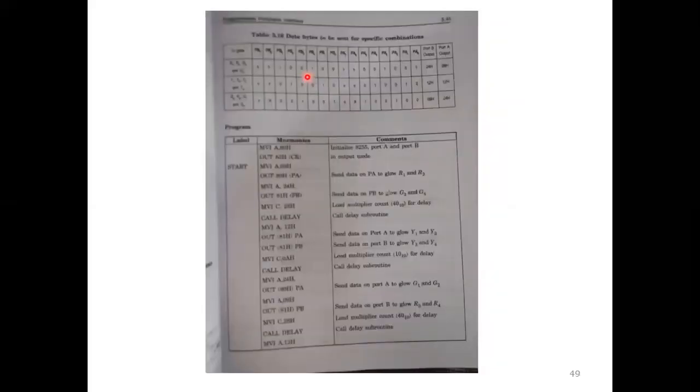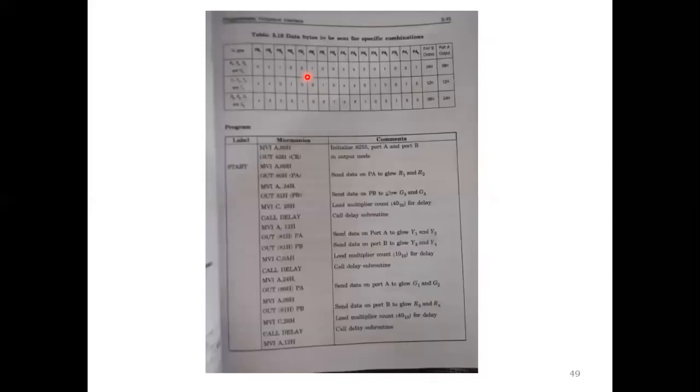Okay, this is the program for the traffic light controller. For each step, they set a different time period. One T state is equal to 1 divided by 2 megahertz, which is 0.5 microsecond. The equation for the count is required delay divided by the time required for one loop. Then the answer is A2C2H.